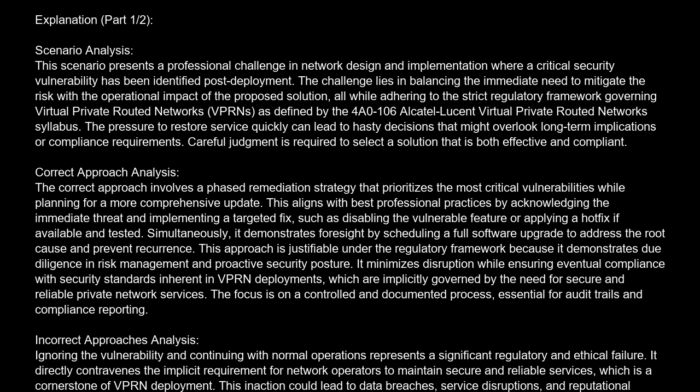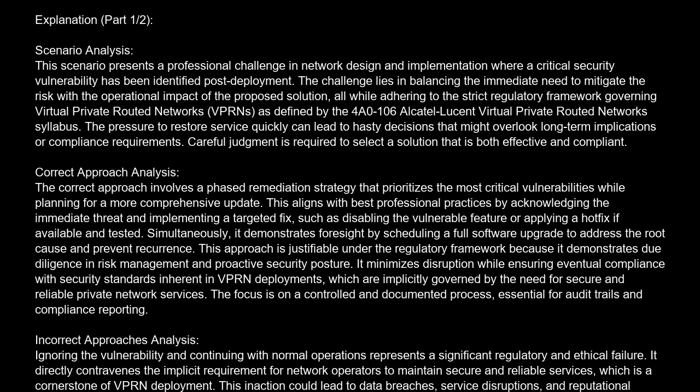Simultaneously, it demonstrates foresight by scheduling a full software upgrade to address the root cause and prevent recurrence. This approach is justifiable under the regulatory framework because it demonstrates due diligence in risk management and proactive security posture. It minimizes disruption while ensuring eventual compliance with security standards inherent in VPRN deployments, which are implicitly governed by the need for secure and reliable private network services. The focus is on a controlled and documented process, essential for audit trails and compliance reporting.